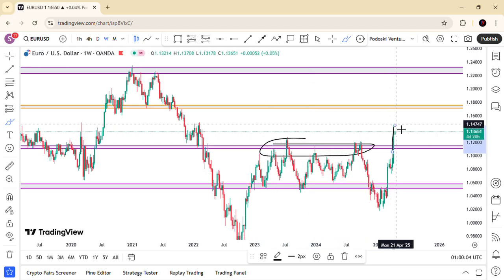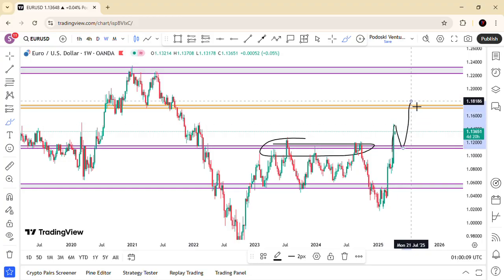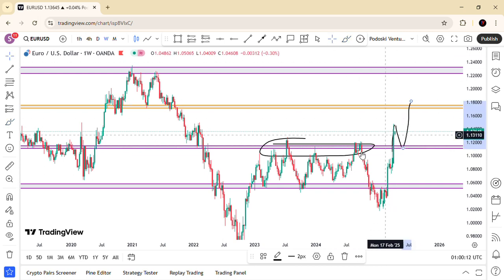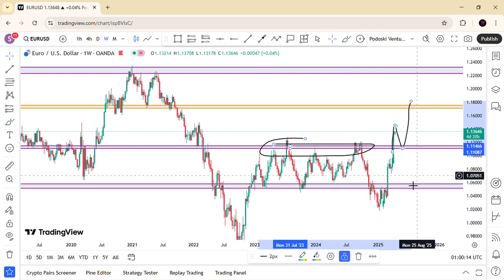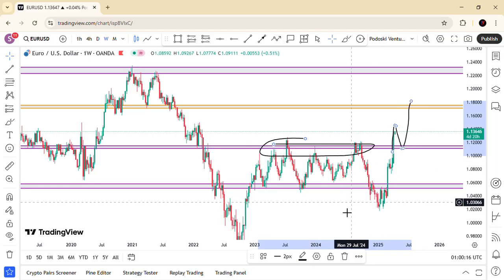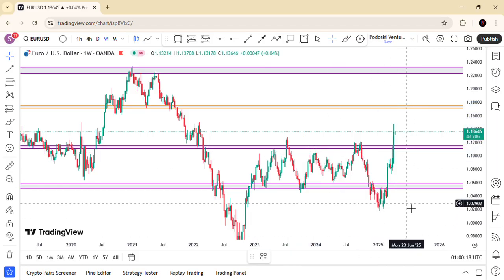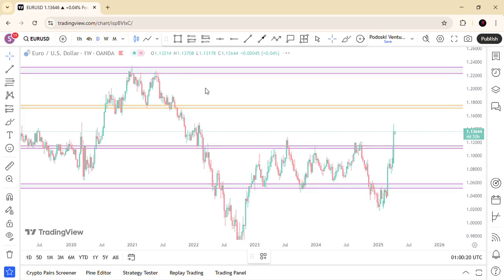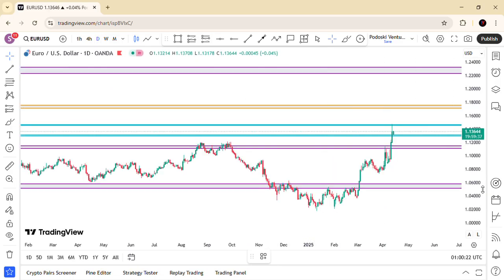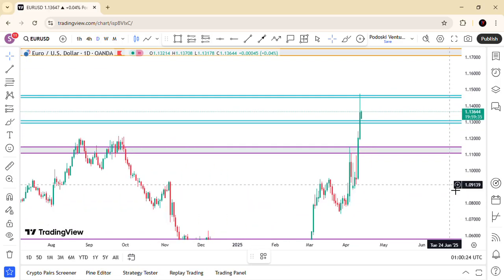So we are looking at an uptrend. We should be expecting a possible pullback before the buying continues. But are we going to see that pullback anytime soon? Let's go to the daily time frame and to the 4-hour time frame and find out if the pullback will happen.